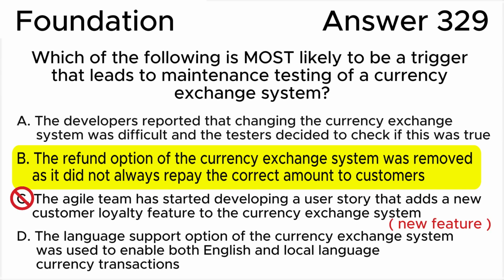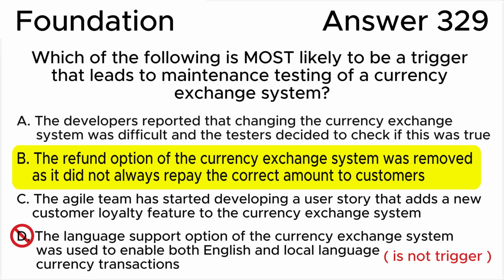Answer C is invalid. If the Agile team has started developing a user story that adds a new customer loyalty feature to the currency exchange system, then this will result in them testing the new feature, and then they would perform regression testing. No maintenance testing is required in this situation.